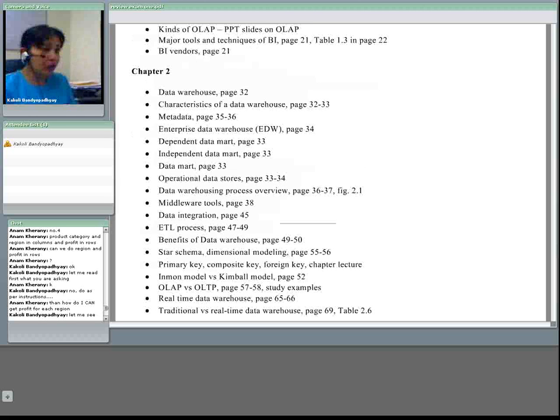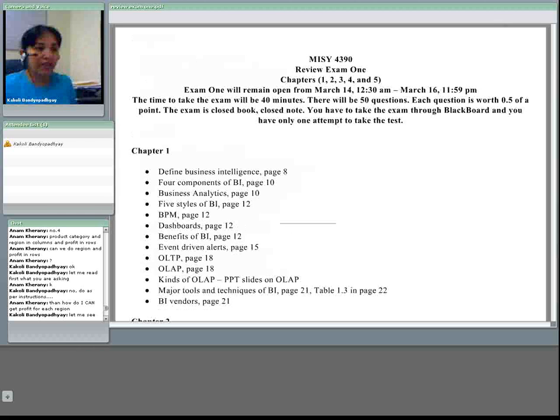Now you need to study all these topics with examples, and remember once again that the exam is available to take from March 14, 12:30 a.m., which is Sunday early morning, till Wednesday end of the day, 11:59 p.m., when you come back from spring break. The time to take the exam will be 40 minutes. There are 50 questions. Each question is worth half of a point. The exam is closed book, closed note, and you have only one attempt.